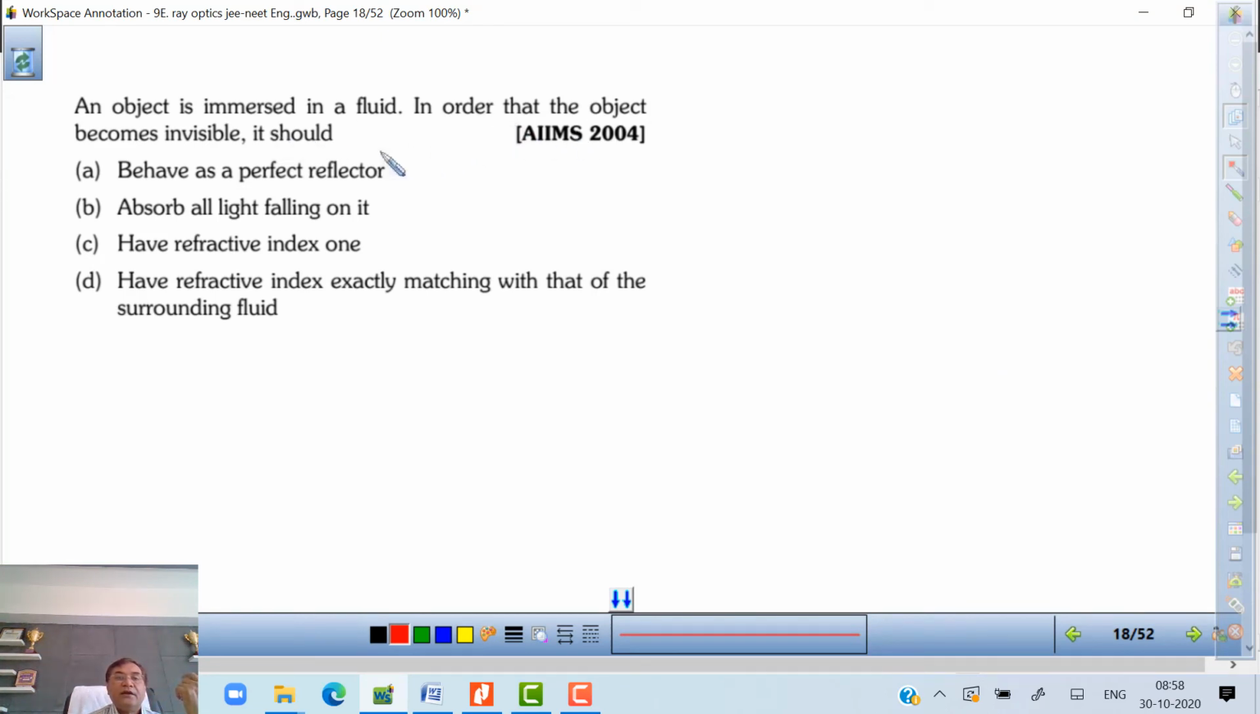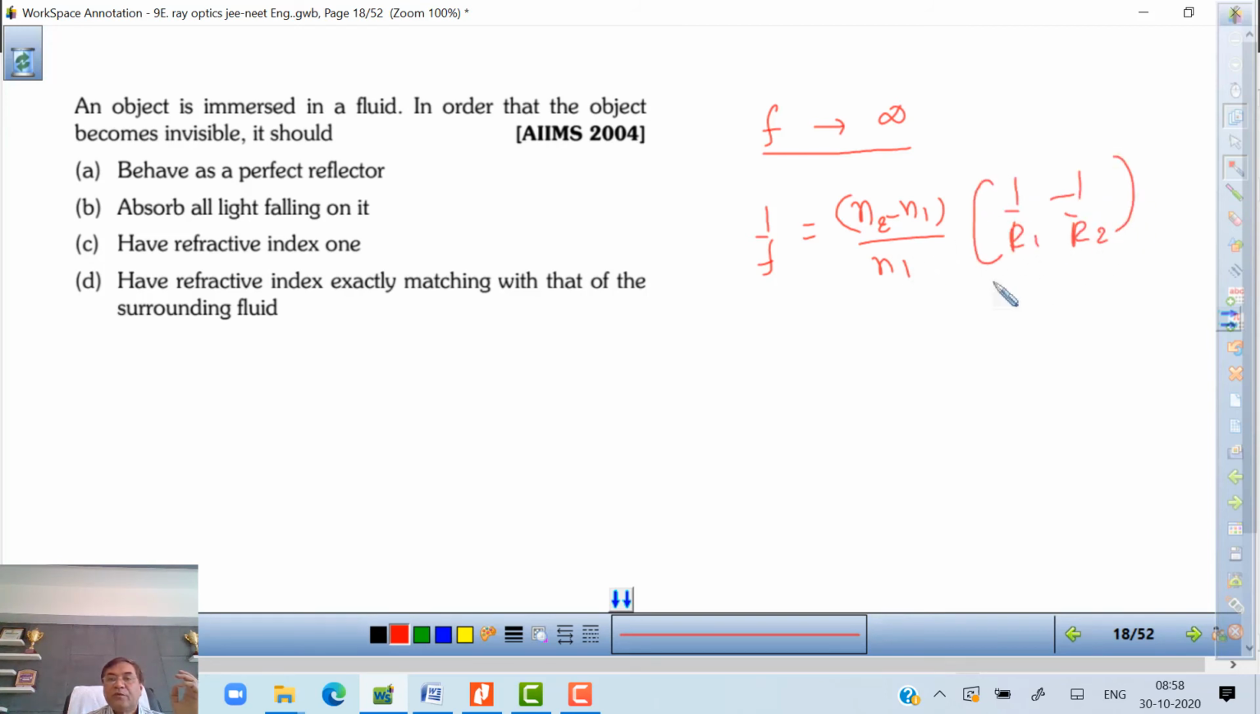An object is immersed in a fluid. In order that the object become invisible, it should be. So invisible means that no rays converge and they just pass through. It means f becomes infinite. We have the formula 1 upon f is equal to (n2 minus n1) upon n1 into (1 upon r1 minus 1 upon r2). This is our basic formula.